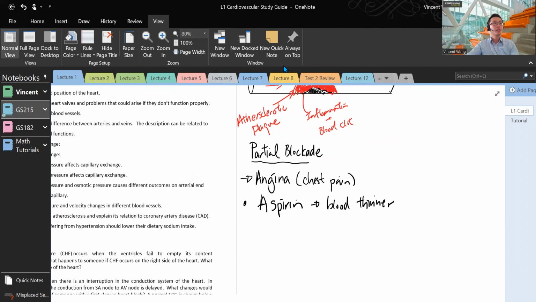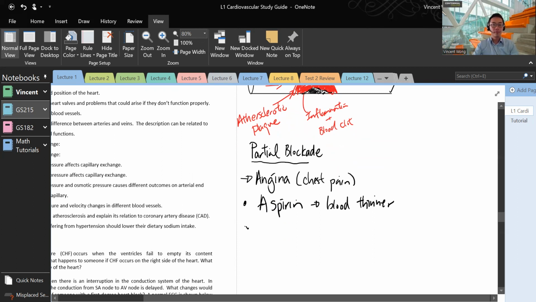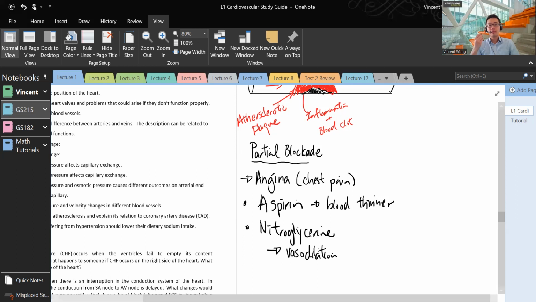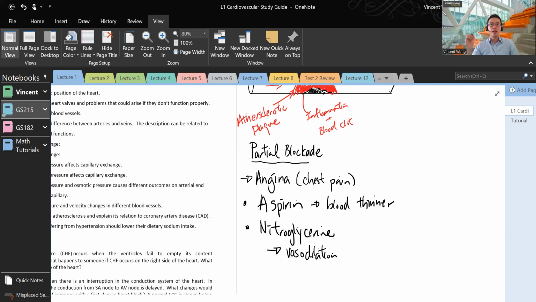I have a question. Could nitroglycerin or coumadin help also? Yes, nitroglycerin is the other thing. But nitroglycerin is not a blood thinner. On the other hand, nitroglycerin is something that would cause vasodilation, so it will open up the vessel. What about if somebody is on coumadin, the warfarin? Yeah, coumadin and warfarin, they are blood thinners as well.